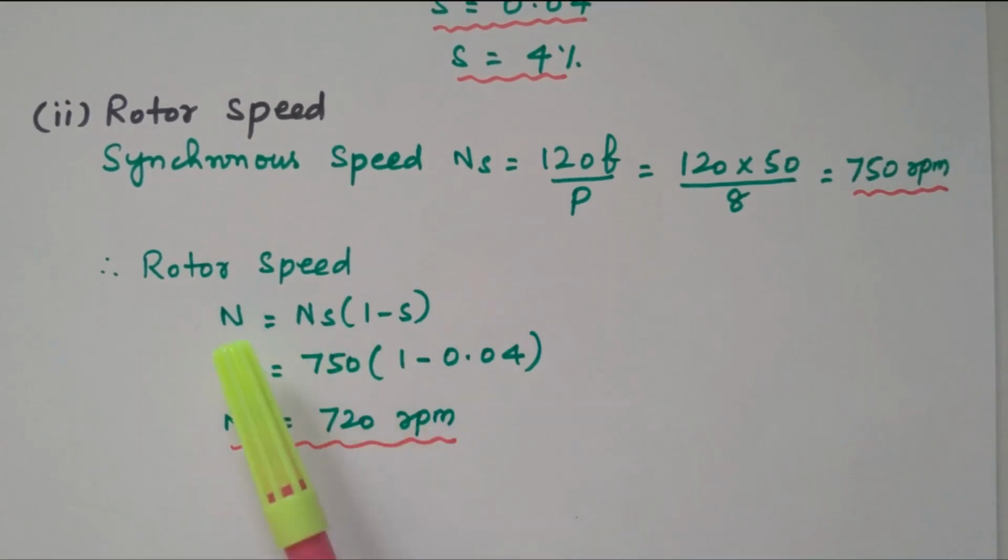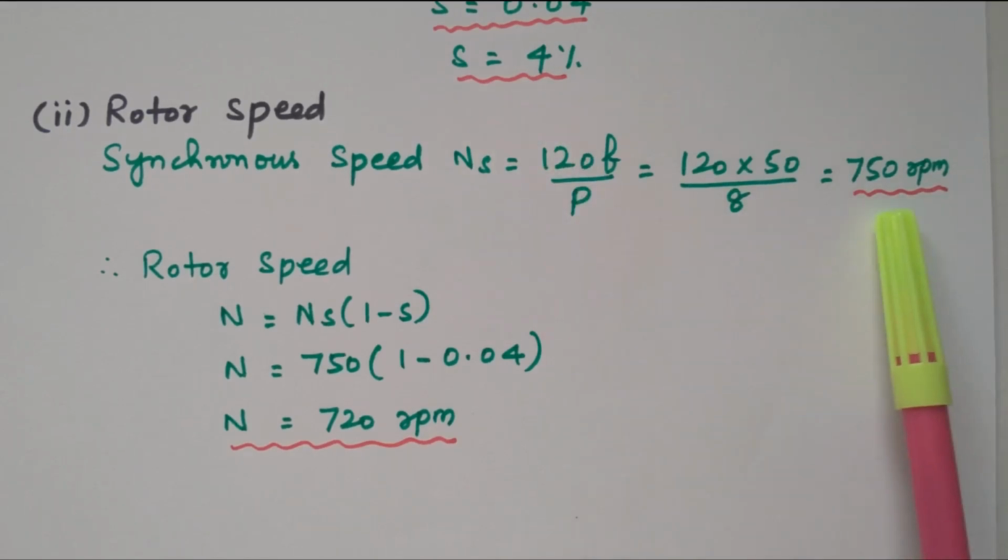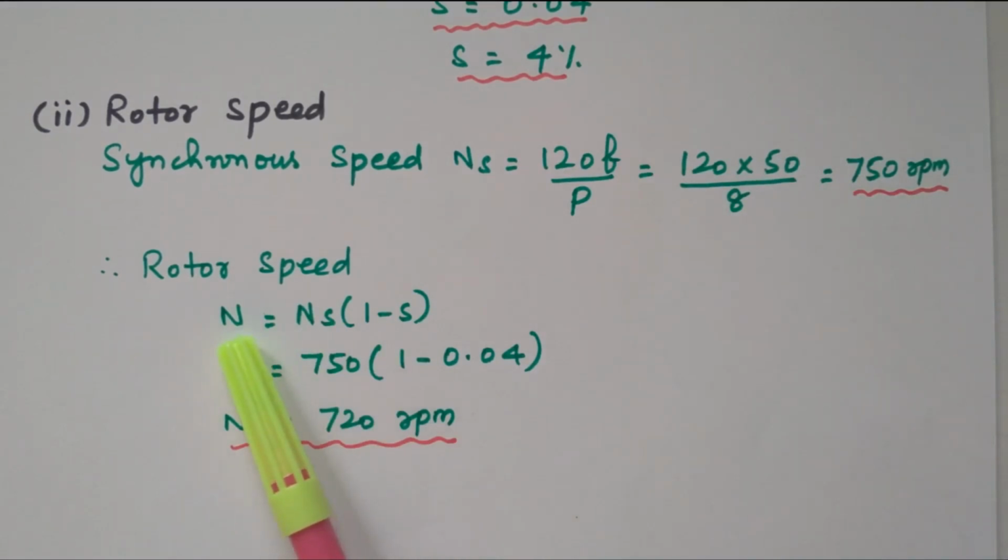Now we can calculate the rotor speed. For this the slip is 4% and the synchronous speed is 750. By using these two data we can find the rotor speed. Slip means the difference between the synchronous speed and the rotor speed. So n equal to ns into 1 minus s. This formula relates the rotor speed, synchronous speed and slip. So these two data are available, and we can easily calculate the speed of the rotor.